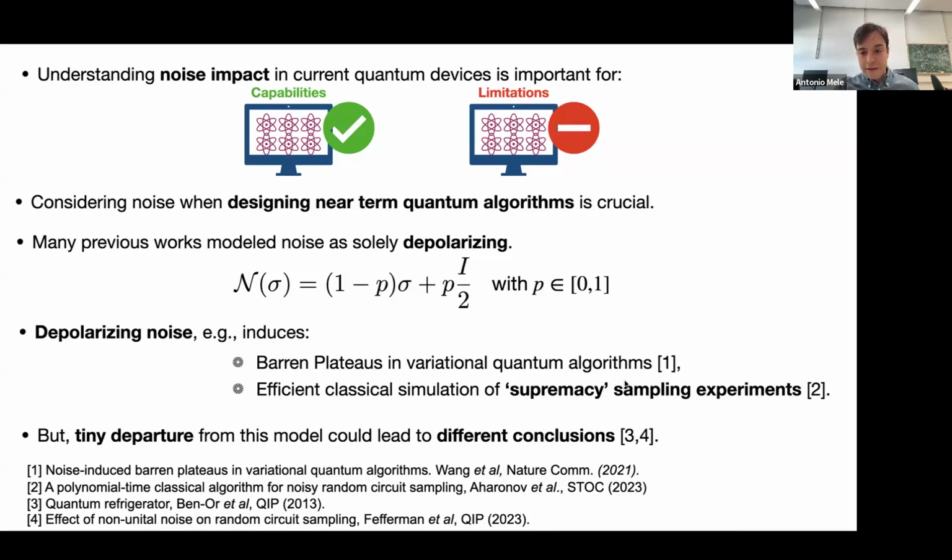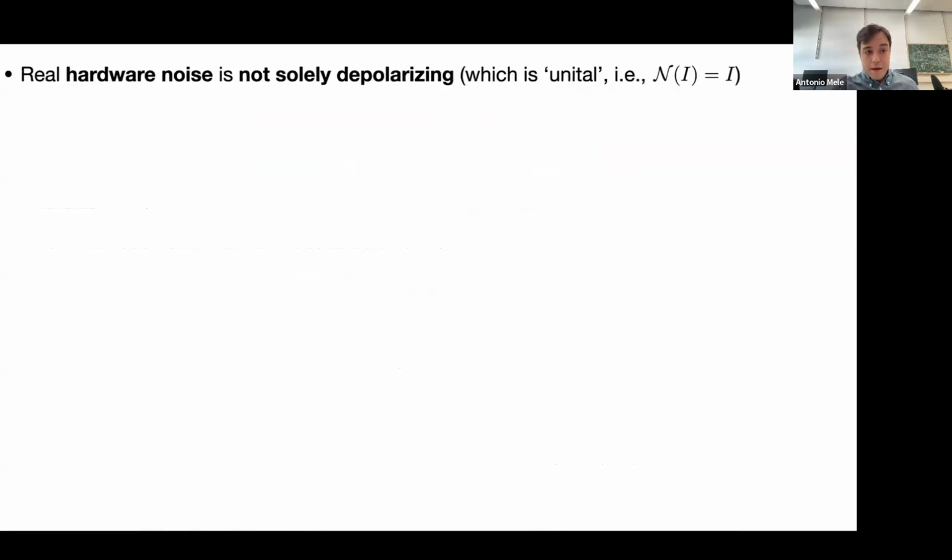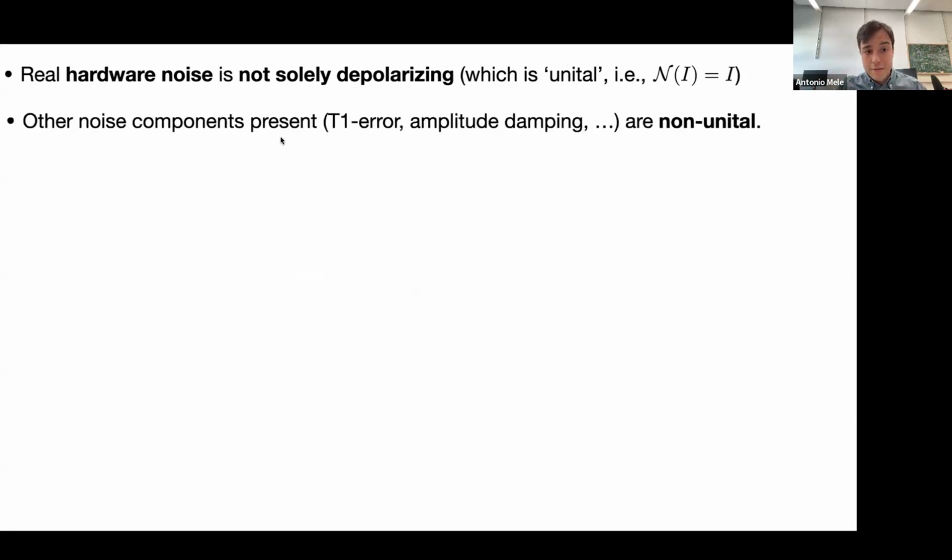Okay, so both the easiness and hardness of random quantum circuit sampling are open, up to date, with non-unital noise. However, real hardware noise is not solely depolarizing, which is a kind of unital noise. The definition of unital noise is that the noise channel keeps the maximally mixed state fixed. It sends the maximally mixed state to the maximally mixed state. Other noise components present in a quantum device are non-unital, like T1 error, amplitude damping.